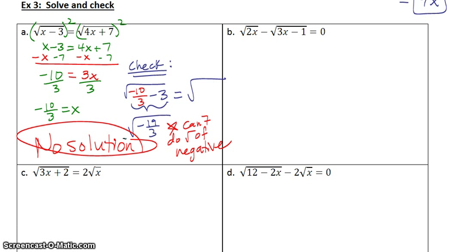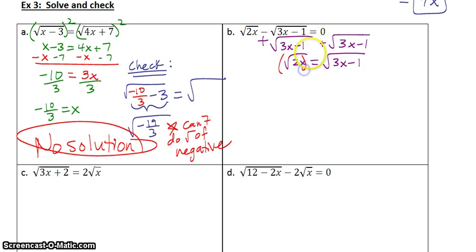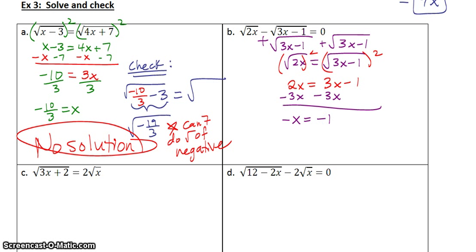Alright, so example B is the first one where I want to show you that it hasn't given us everything nicely on one side. So the first thing I can do is add this entire radical over on the other side of this equation. Once I'm to that stage, then I can square both sides. So I end up with 2x equals 3x minus 1, and I'm going to go ahead and solve it. So I end up with negative x equals negative 1, and I can't have a negative in front of my x, so divide by negative 1 and x equals 1.